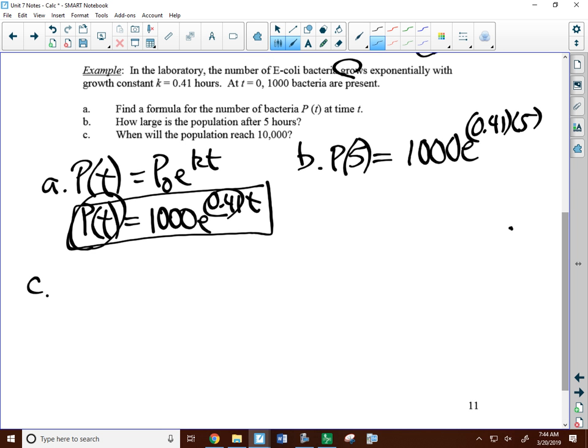So, you do 1,000 e to the 0.41 times 5. Let's see. Got it. 7,767.90. I thought maybe I had a comma here, but it looks like I got about 7,767.90. Is that what you said? Yeah, rounded. I guess I rounded to the nearest whole number on this, but it was 7,767.90. Okay, cool. And that is the amount of bacteria.